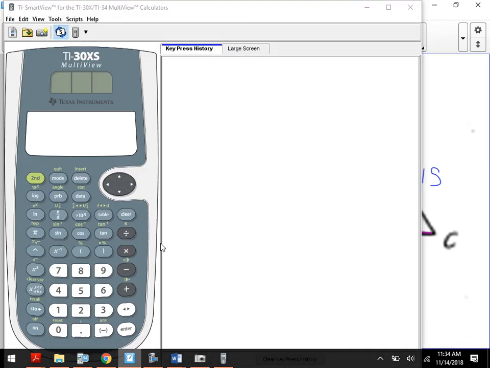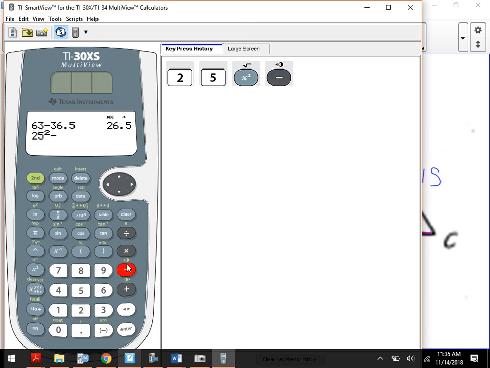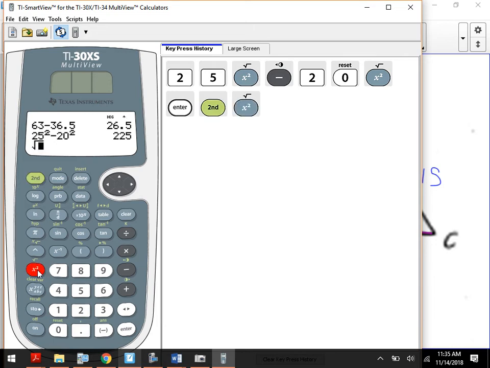I realize how slow it takes it. Do you guys all agree that it's going to be 25 squared subtract 20 squared? Just to move that over right away. 25 squared subtract 20 squared and hit enter. Now, you don't have to retype in the 225 to take the square root because it's already stored as an answer. Second, square root of your answer.